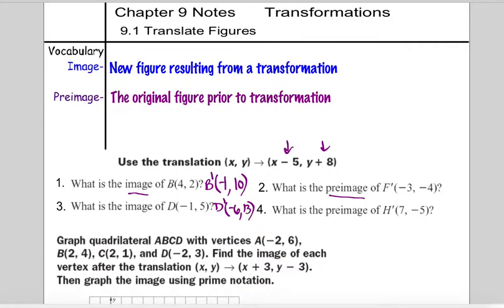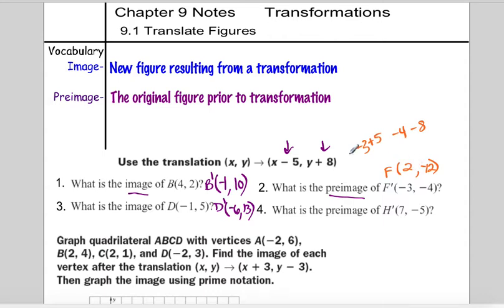For the pre-image problems, we are going backwards. So whenever you see pre-image and you also notice that they have F prime, we're going back to original point F. And so we need to do the opposite with these. So the x was a -3, and the opposite of subtracting 5 is to add 5 to that, which will put me at a 2. Then the y for F prime was at -4, and the opposite of adding 8 is to subtract 8. So now we're going to subtract 8 and be at -12.